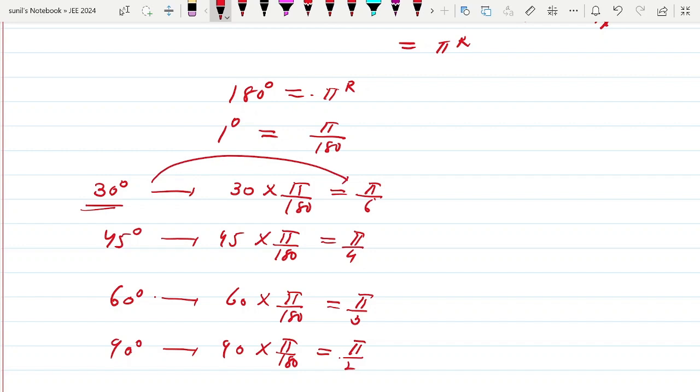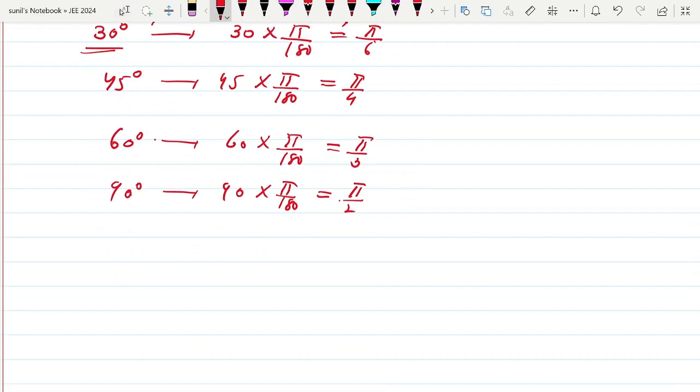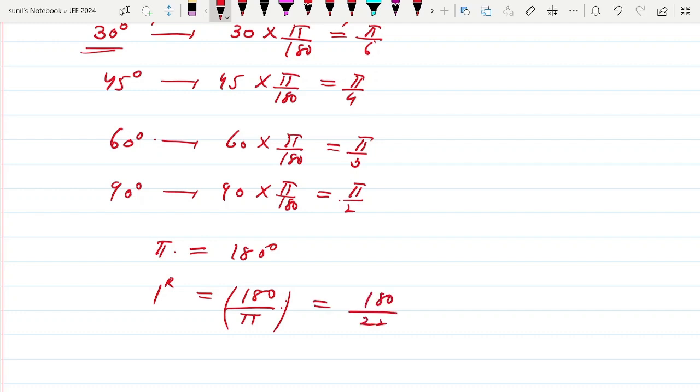Now suppose we have this relation, pi radian is equal to 180 degree. So what is 1 radian? It is 180 by pi. Let us see the corresponding angle for 1 radian. We can write this as 180 by 22 by 7. This is 11, this is 90. This is 630 by 11 degree.